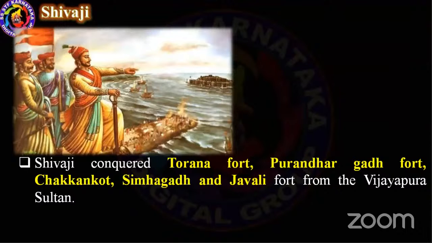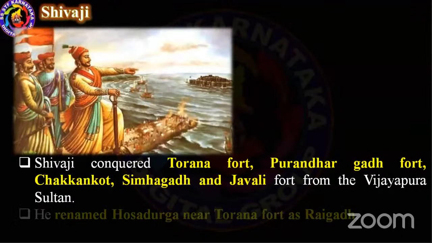Shivaji conquered Purandargarh Fort, Sinhagarh, and Javli Fort from the Vijaypura Sultan. By using these armies, he captured these three to four forts from the Vijaypura Sultan. Even though his father was working as an administrator under the Vijaypura Adil Shahi, he captured all these forts from the Vijaypura Adil Shahi.